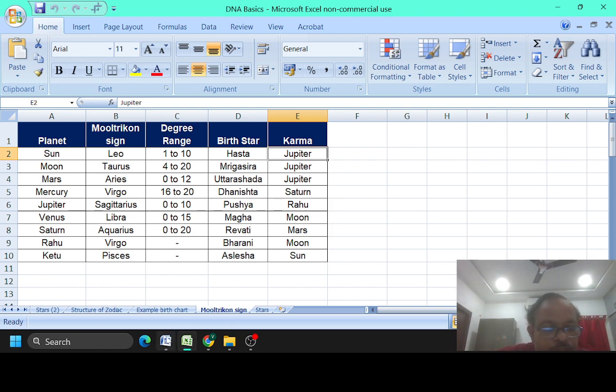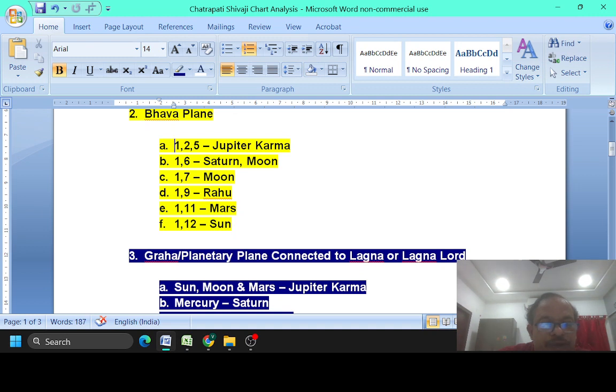Coming to this Bhava plane, 1 to 5, whenever there is a connection of the first lord, second lord and fifth lord, the native will have Jupiter karma. And whenever there is a connection of the first lord and sixth lord, they carry Saturn karma as well as Moon karma, because Virgo is the sixth house in the Kalpur zodiac, which is called Kanya Rasi. Kanya is a place where two planets have Mool Trikon sign. Those things we discussed already earlier.